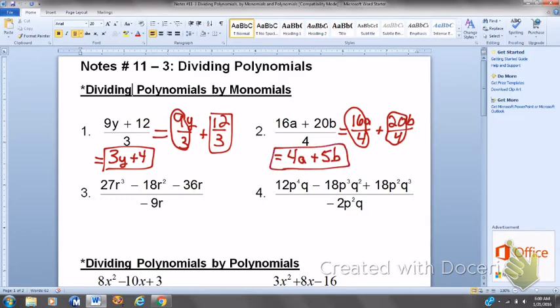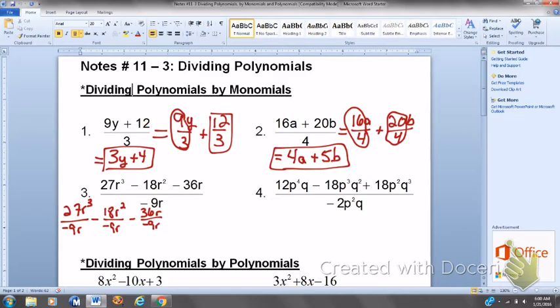Now, the next one is a little tougher, and we don't have a whole lot of room to work it, but we'll do our best. I'm going to split it up again. I have 27r cubed over negative 9r. And then that's minus 18r squared over negative 9r. And that's minus 36r over negative 9r.